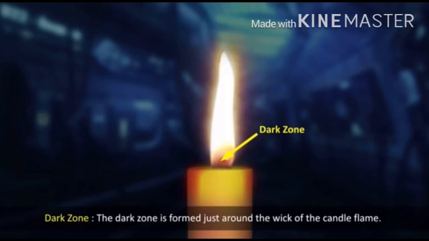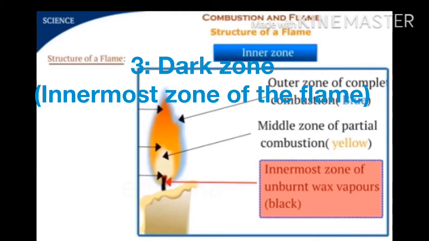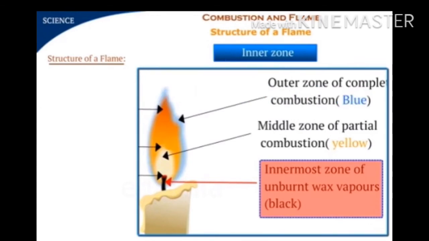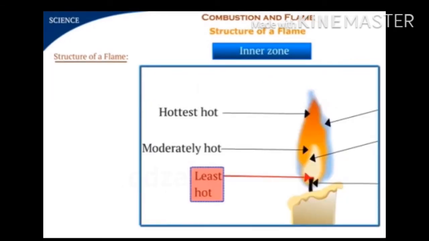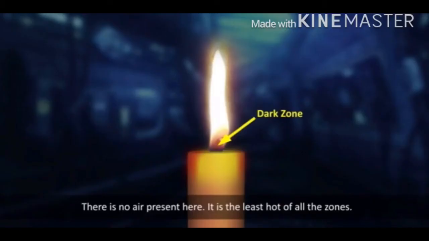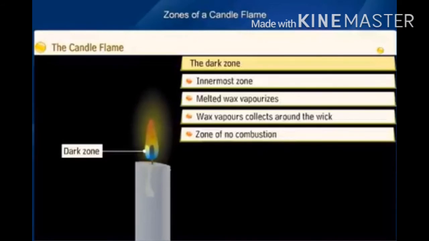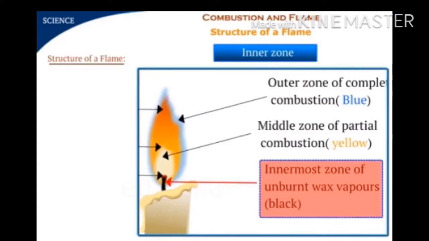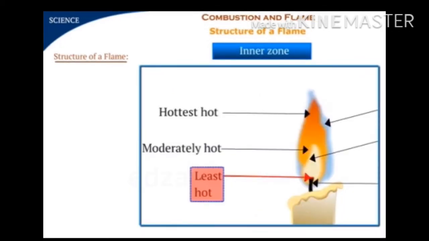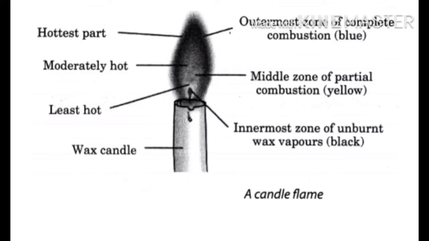Next, dark zone or the zone of no combustion. It is the least hot part. It covers the area surrounding the wick containing unburned vapors produced by the melting of wax. Here, the wax vapors do not come in contact with oxygen, hence, do not burn. It is the innermost zone of the flame. This is the structure of a flame. Hope you understood.